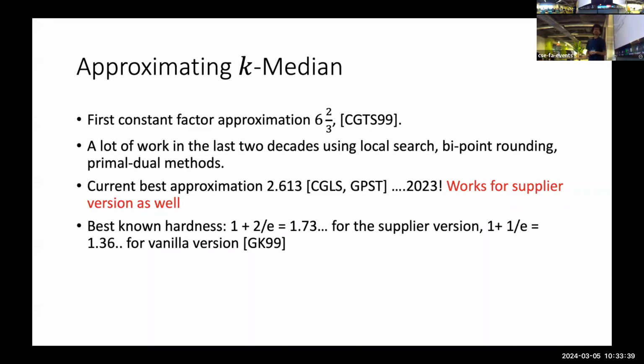And what about the hardness of approximation? The best known hardness of approximation is 1.73 for the supplier version, and it's 1.36 for the vanilla version of k-median. So we can already see that there's some gap between these two versions, in the sense that the hardness is not the same.